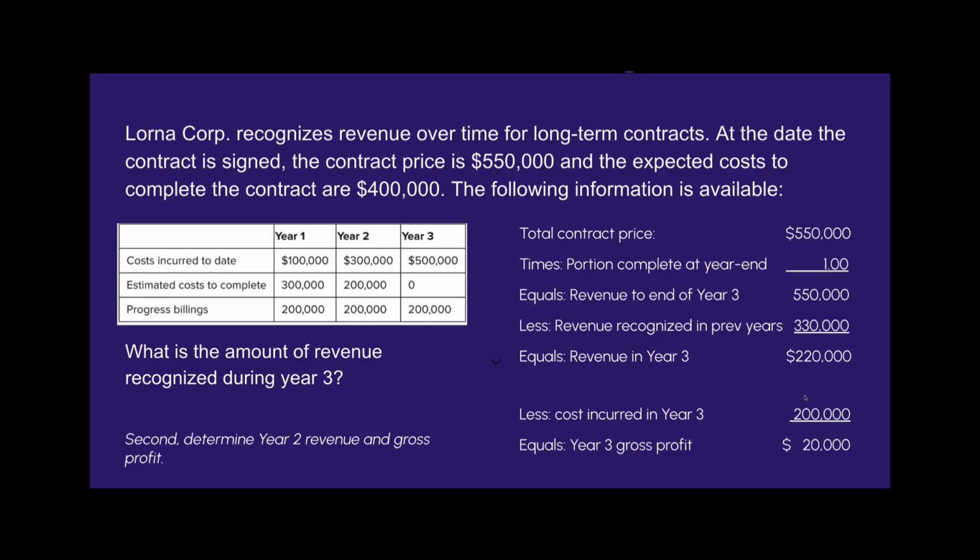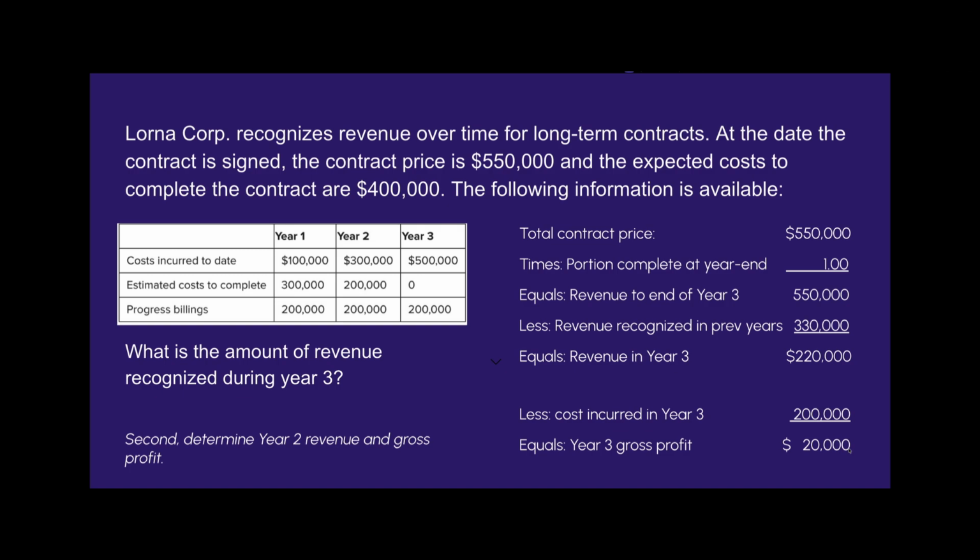To look at year three, by the end of year three, we're going to recognize 100% of the $550,000, and we're going to subtract the revenue that we've recognized previously, $330,000, and that gives us the amount of revenue to recognize in year three. We subtract the cost incurred in year three, that is the total cost of $500,000 minus what we had over $300,000. The additional cost is $200,000, and we have a $20,000 gross profit in year three.